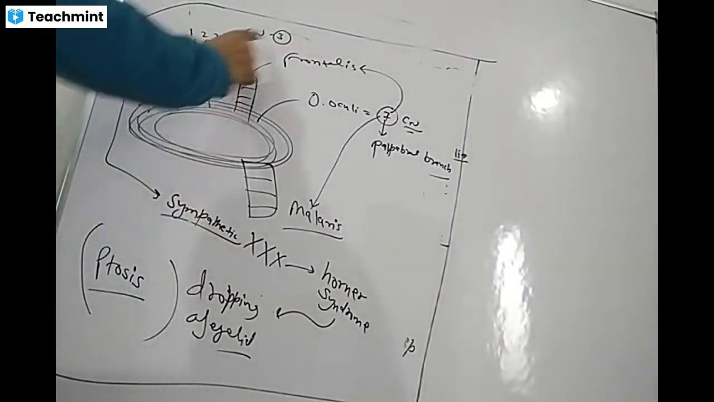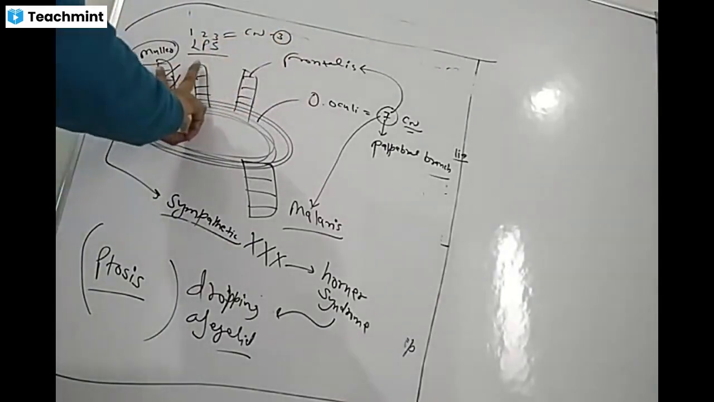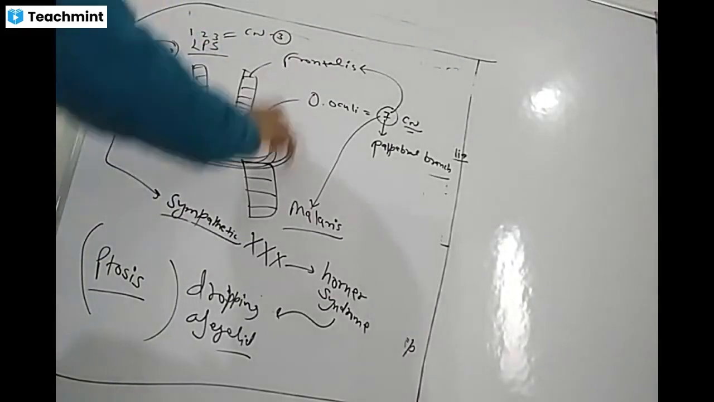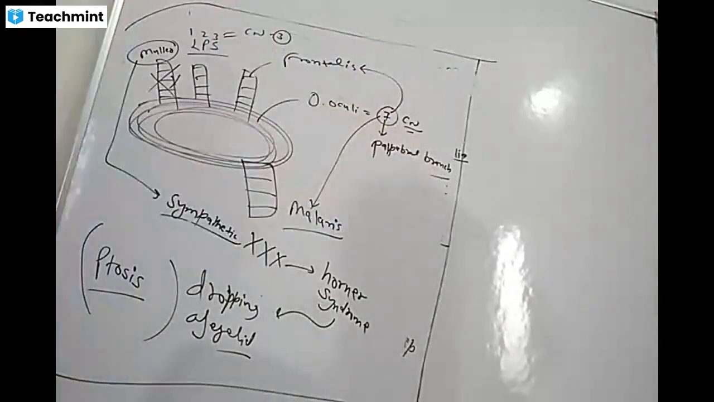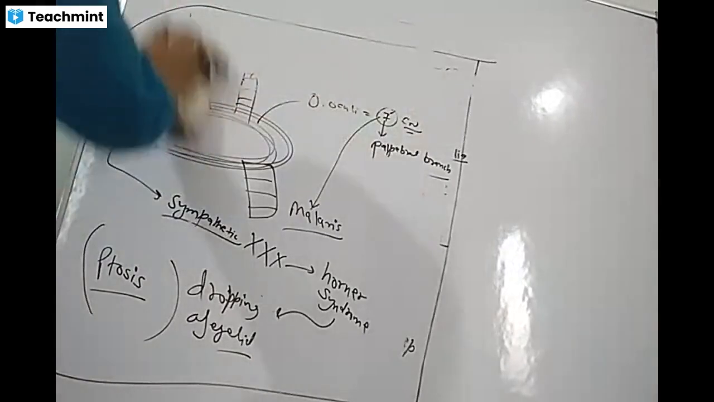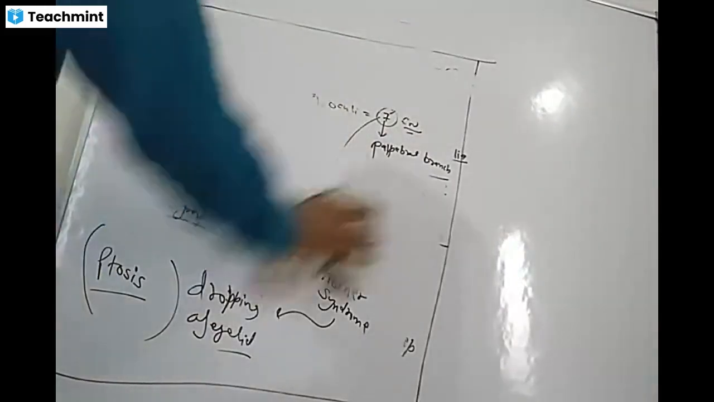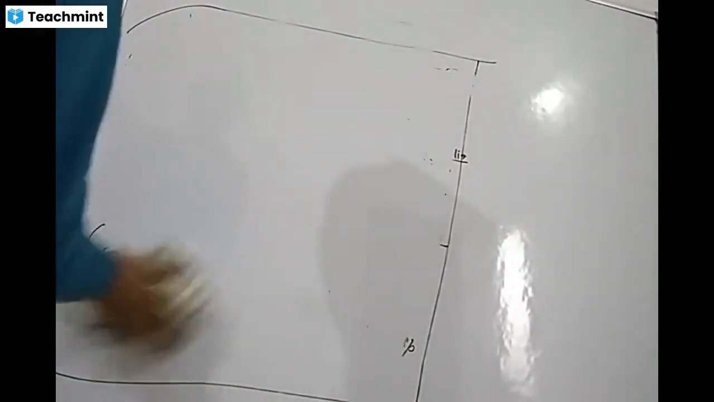LPS has the number 3, cranial nerve 3. These two muscles are the exceptions. The remaining all are innervated by branches of your facial nerve. So it's easy to remember: LPS number 3, Muller sympathetic, remaining all 7th facial nerve.